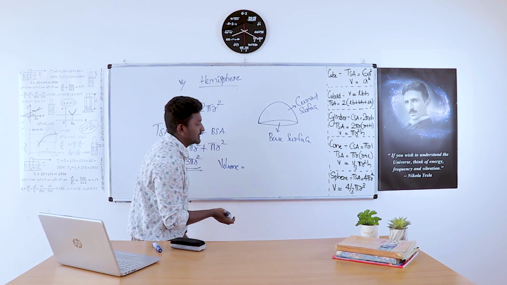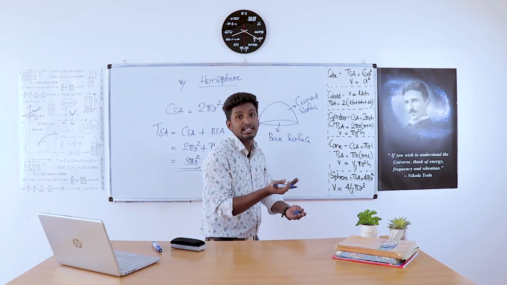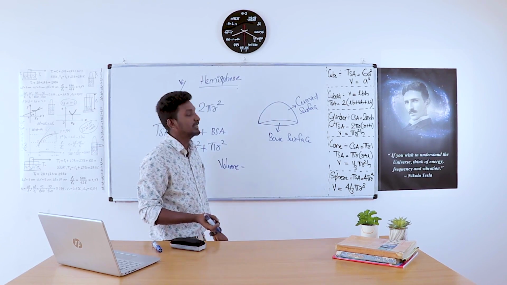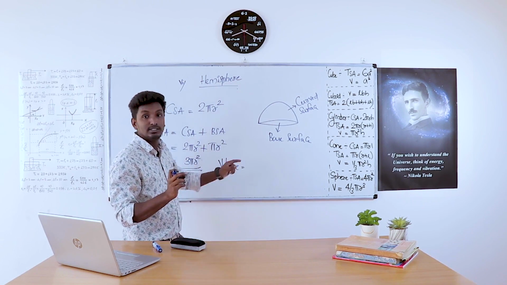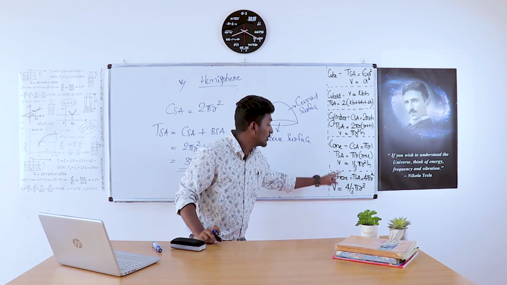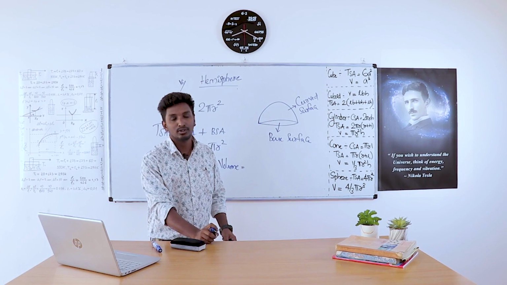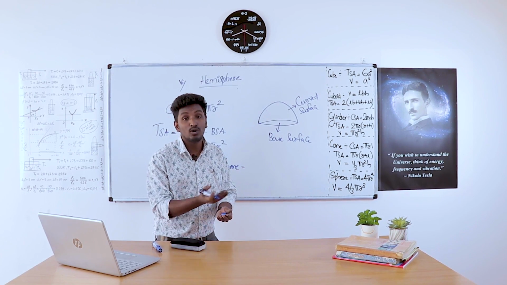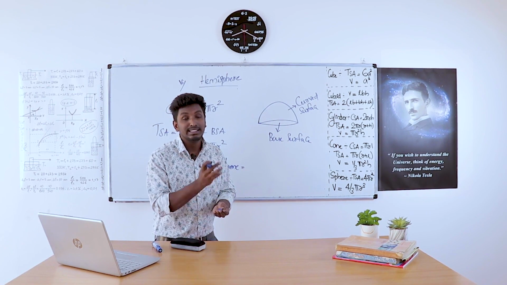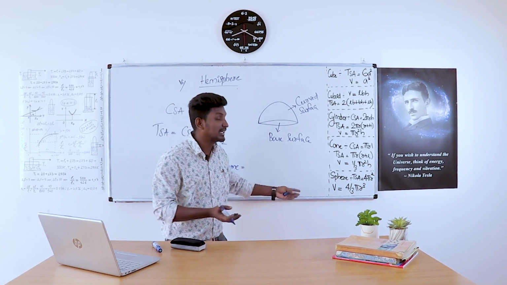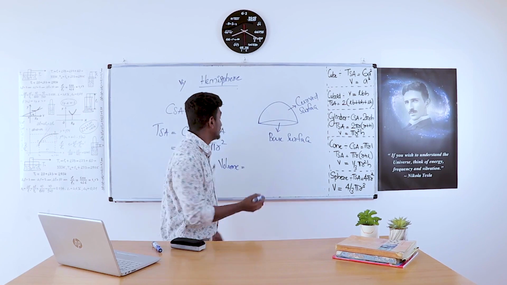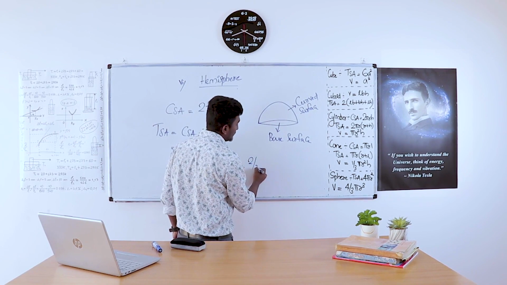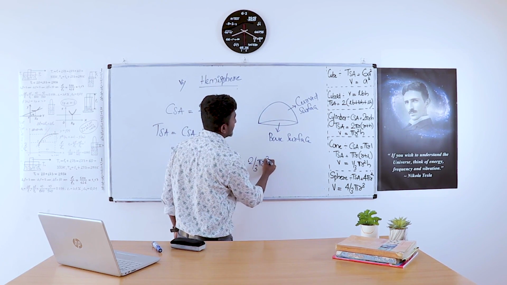Volume of a hemisphere is exactly half of a sphere. So what is the volume of a sphere? Volume of a sphere is 4 by 3 pi r cube. Then what is the volume of a hemisphere? It is half the volume of a sphere, that is 4 by 3 pi r cube divided by 2. It is 2 by 3 pi r cube.